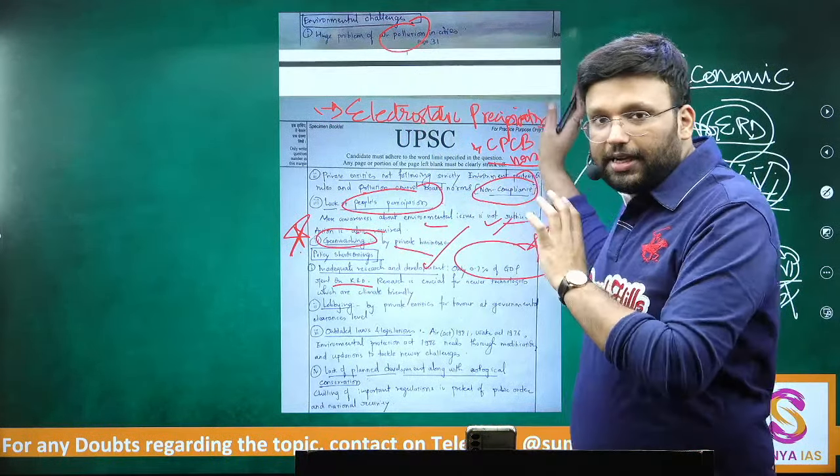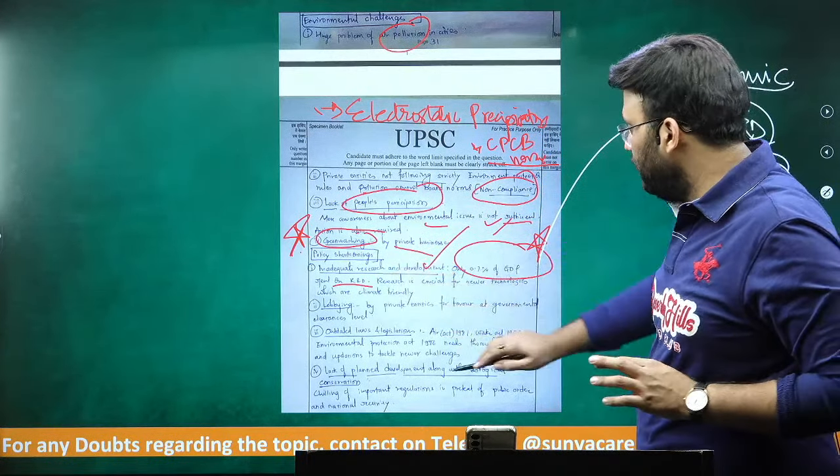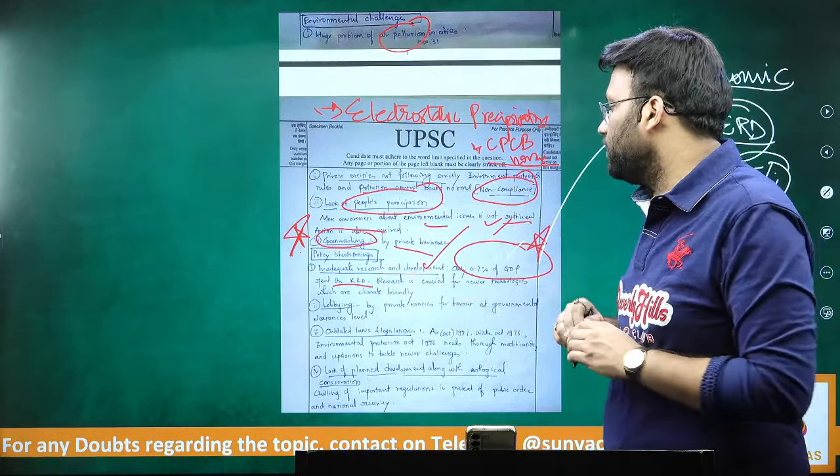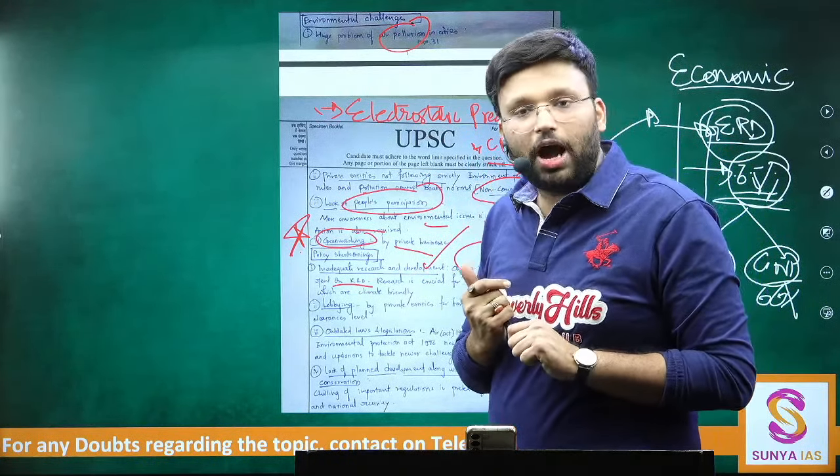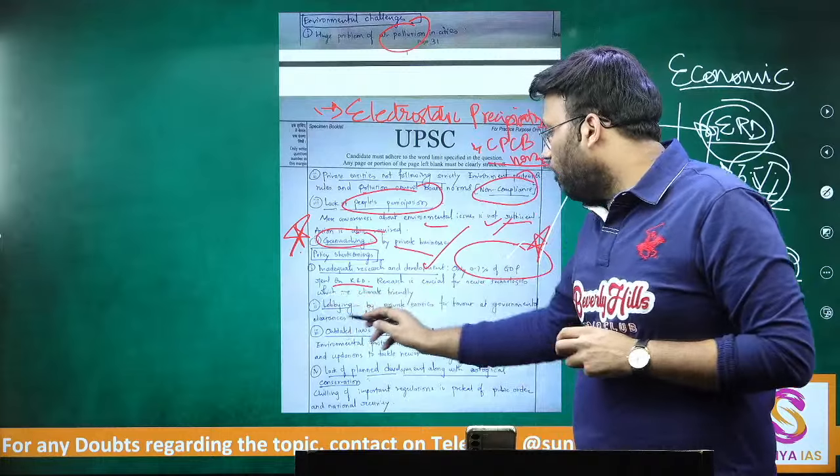Now, this candidate is aware of it, and that is why they have used 0.7% of the GDP on R&D. Very, very good use of prelims information. You have to do that. Lobbying is there.